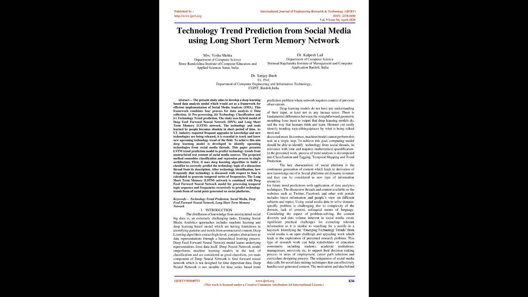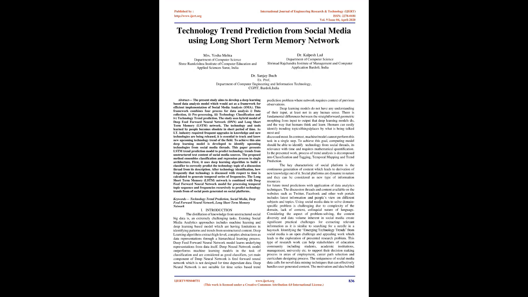To achieve this goal, the computing model should be able to identify technology from social threads and its relevance with time, and this requires mathematical quantification. In the presented work, the process of trend analysis is decomposed into classification and tagging, temporal mapping, and trend prediction. The key characteristic of social platforms is the continuous generation of content, which leads to derivation of new knowledge out of it. Social platforms are dynamic in nature and they can be considered as a new type of information resource for future trend predictions with application of data analytics techniques.